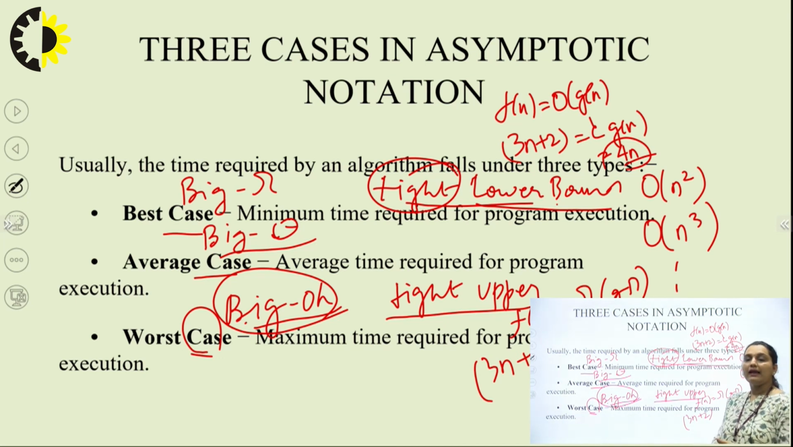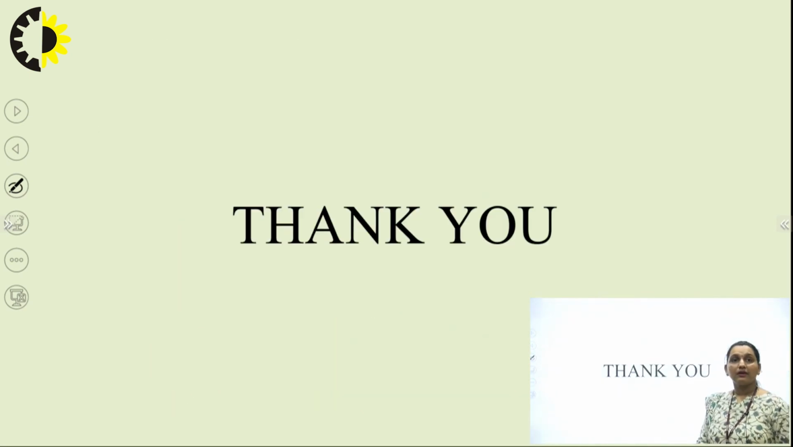So in any case, among the three cases, best, average, and worst, practically we are interested in the worst case scenario of any algorithm, that is big O: how much maximum time it is taking, for any data structure and data subject. We are interested in the worst case scenario. Okay, so this ends our video, and thank you.